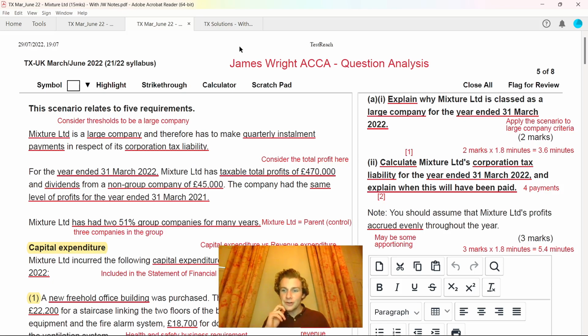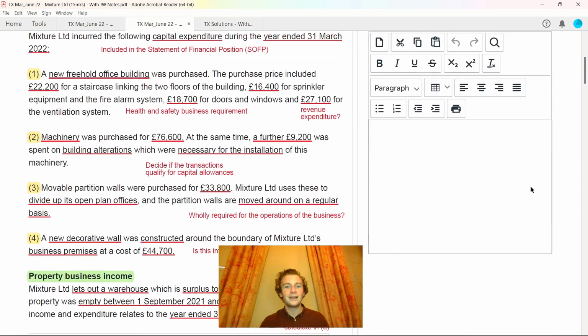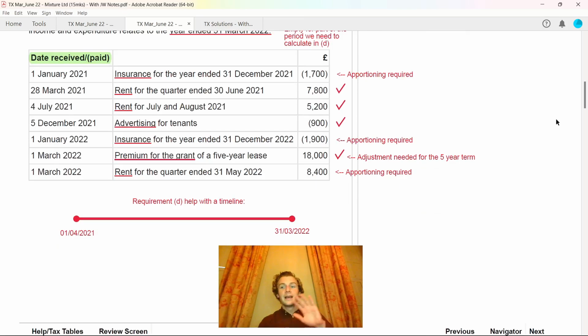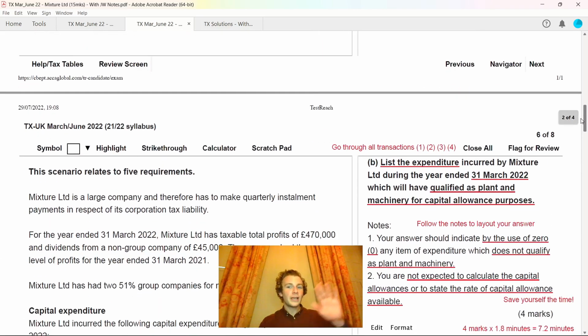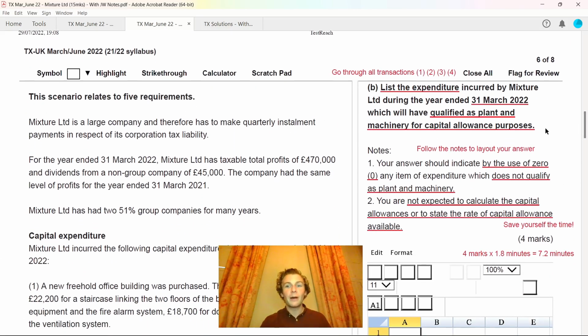And note, you should assume that Mixture Limited profits accrue evenly throughout the year, so that's another inkling that there may be some apportioning associated to it, but as ever, no more than 5 minutes to answer that area. Now, for those requirements, we're going to come back onto that scenario analysis, but I want to make sure we go through all the requirements first. Again, the sort of process I would go through if I had to sit this exam again.